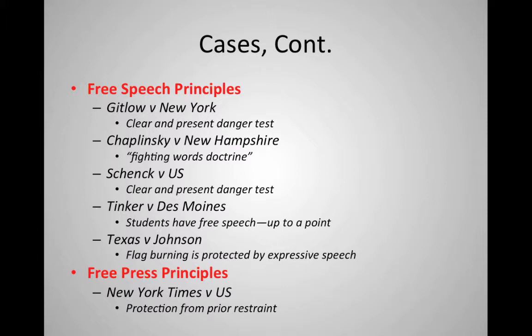So Gitlow versus New York established what would become known as the clear and present danger test. At the time, it was called the dangerous tendency test. And essentially, a man's arrest and conviction was upheld by the court because he was passing out pamphlets trying to get people to join basically the Socialist Party, and he had violated the New York State anti-anarchy law. And so the Supreme Court said that because what he was doing was creating dangerous tendency, it could not be protected.